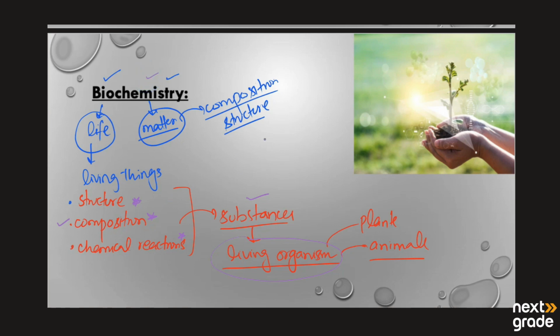Now what type of compounds are found in living organisms? We have lipids, carbohydrates, and proteins. So the study of these and all the chemical reactions, how the food is digested in living organisms, we will study under biochemistry.